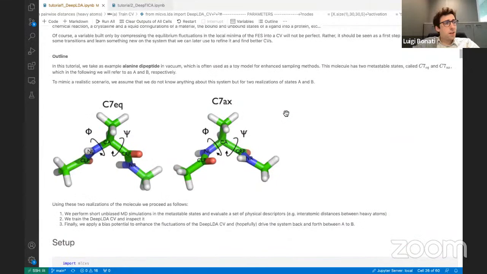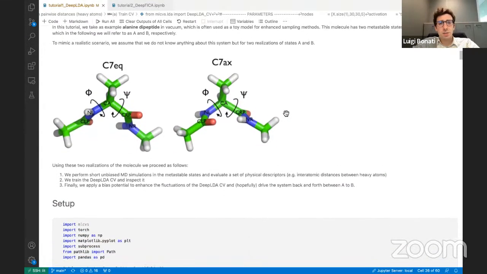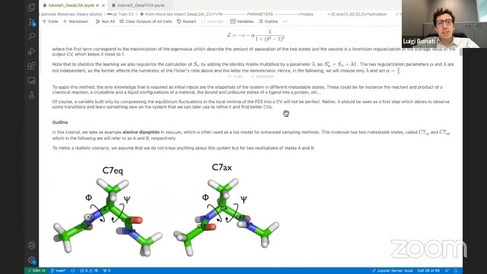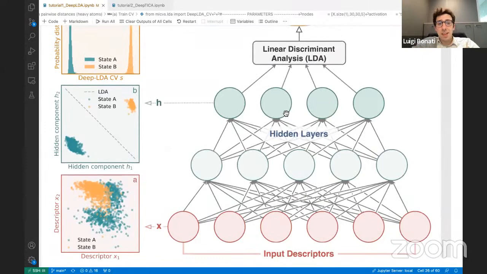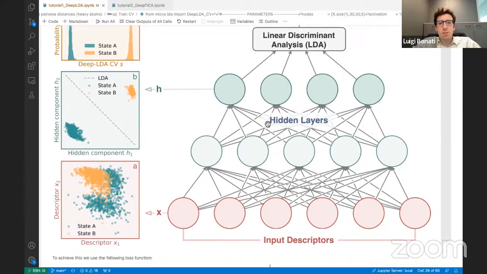Since someone asked in the Slack channel during the last week, the idea is that this framework is completely general and it can work with any number of metastable states, which are here the classes. And of course, the number of collective variables in output will depend on the number of states. In general, we will need n-1 CVs to discriminate between n states. So in this case, where we started from only 2 states, we will have a single CV. If we have 3 states, we have 2 CVs, and so on.